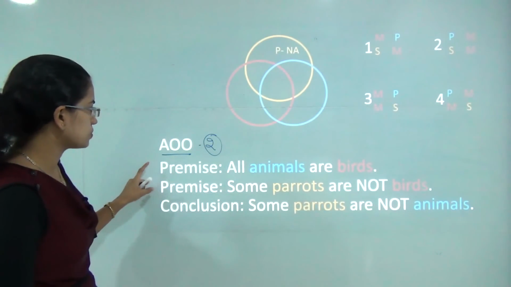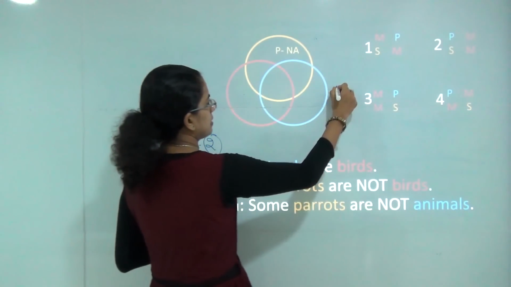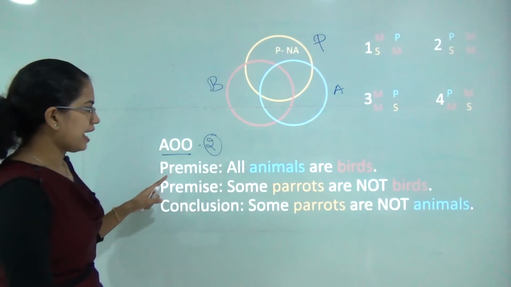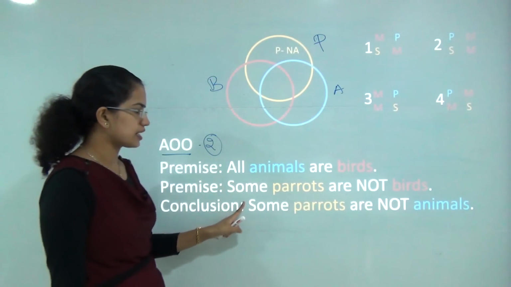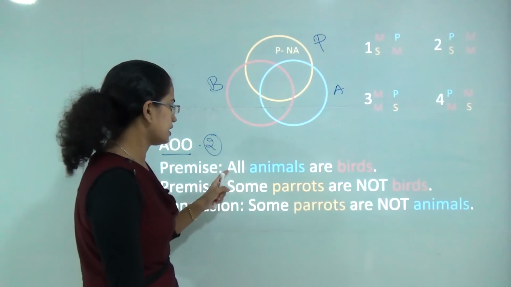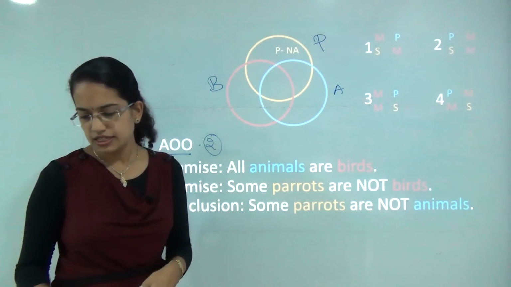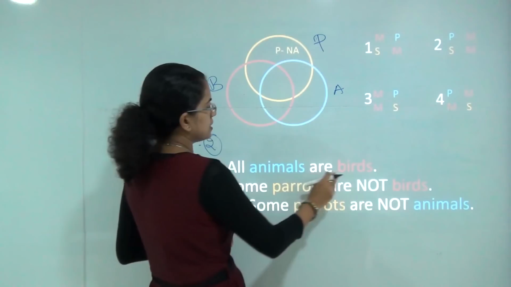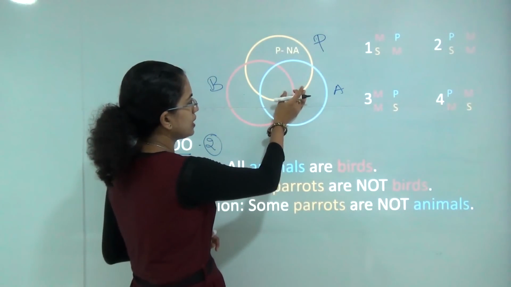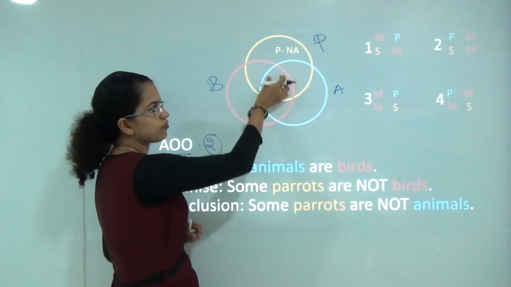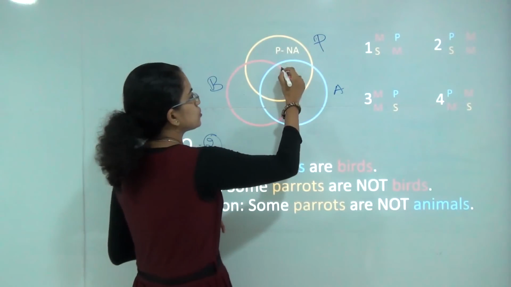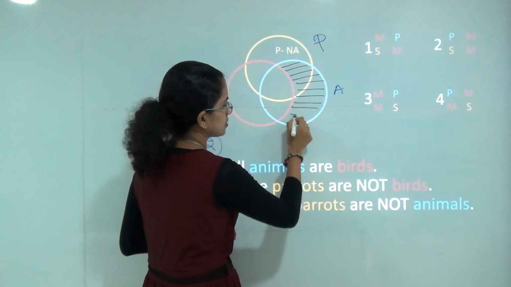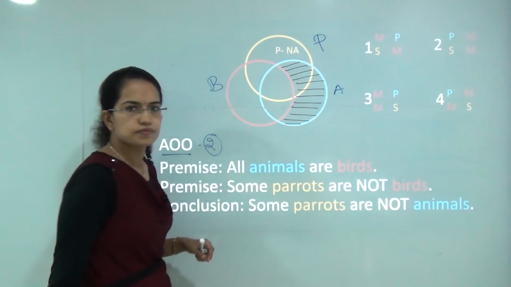So let's first do this case. So you have animals, parrots and birds. I have a first premise of all and second of some. So where should I start? I'll start with the first premise here, that is all. I say all animals are birds. So all the animals are birds, that means they are falling in this region. So besides this region, I am excluding out everything. So I am removing this region.